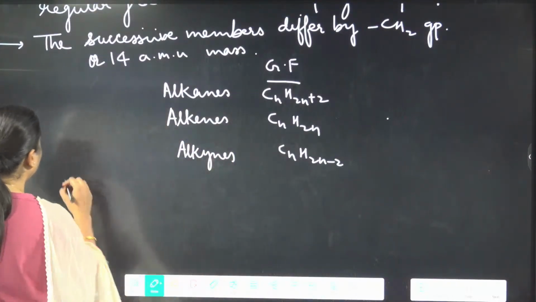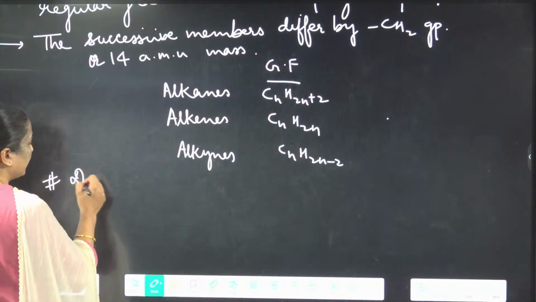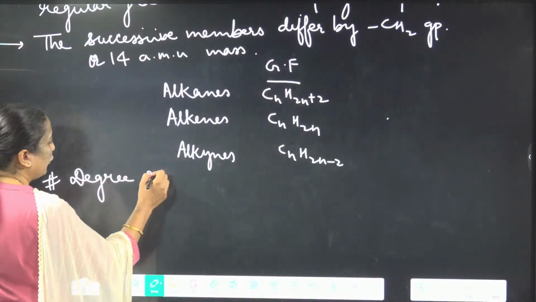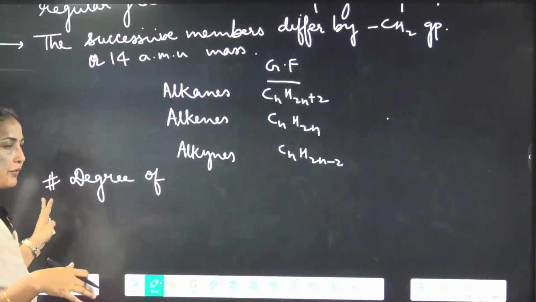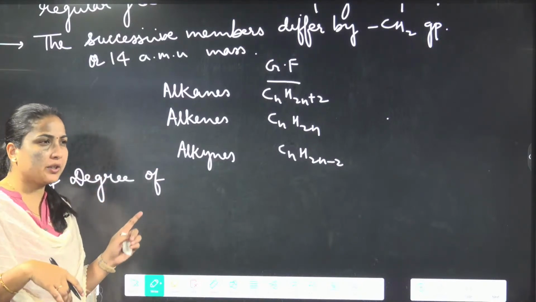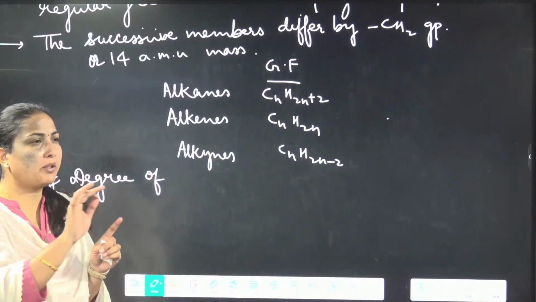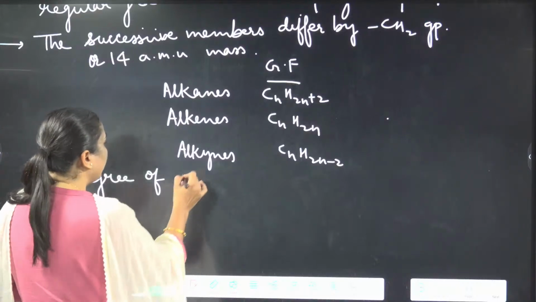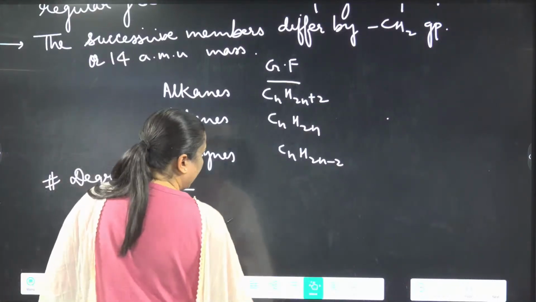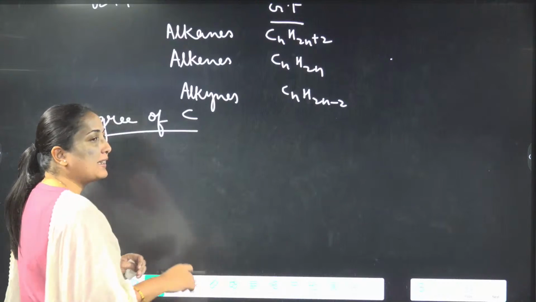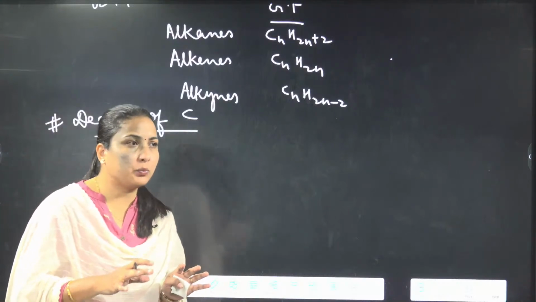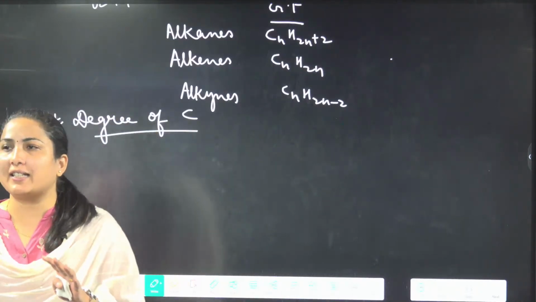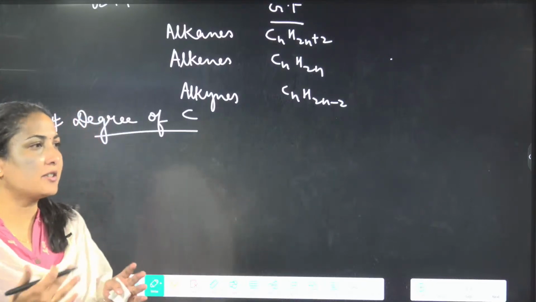So let us go for the next term, which is degree of carbon. And hopefully you people are following whatever is the kind of number. It might have changed in between, but you keep a track of it. Okay. So degree of carbon. What is the degree of carbon? Basically, the number of carbon atoms with which one particular carbon is attached. That basically defines its degree.